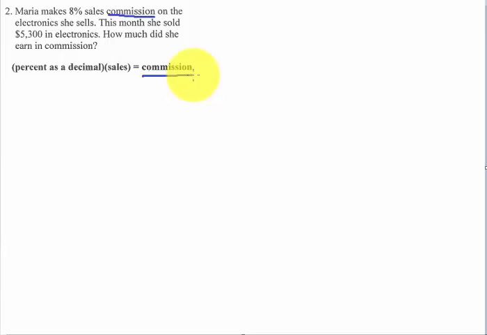So how do we figure out what these percentages mean when you're working on commission or you're paying someone commission? 8% of $5,300 in sales. So when she sold $5,300 in electronics, let's just ignore that word. She made $5,300 in sales. Before we get that far, we need that percent as a decimal. So take that percent and let's make it into a decimal. And that's 0.08. You can look back in your older notes if you forget how to do that. Twice to the left, remember.